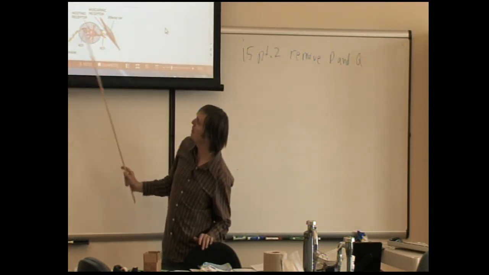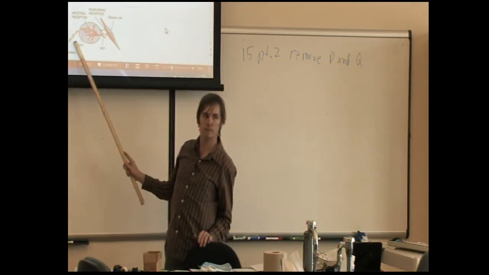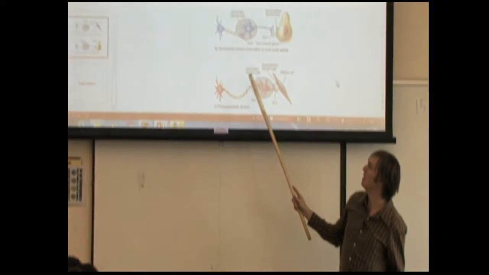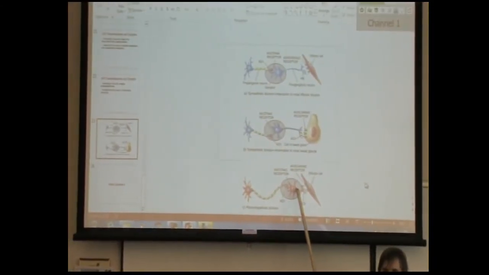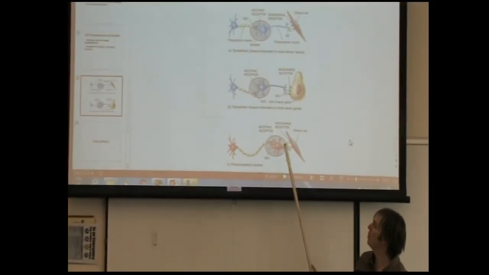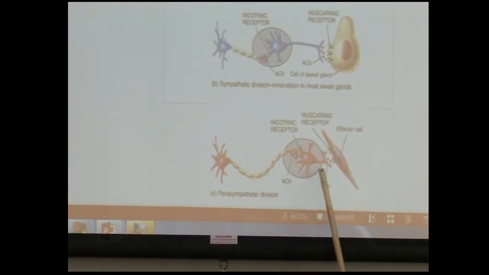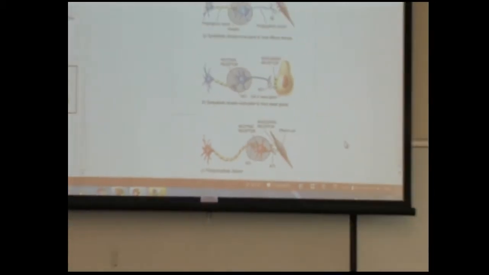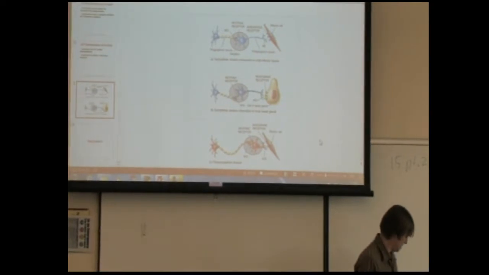Parasympathetic down here, the first step's the same, right? The preganglionic releases acetylcholine, and then nicotinic receptor on the post. But then at the target cell, it's acetylcholine released as the neurotransmitter, and then the muscarinic receptor. So I know that's a lot of big words in there.